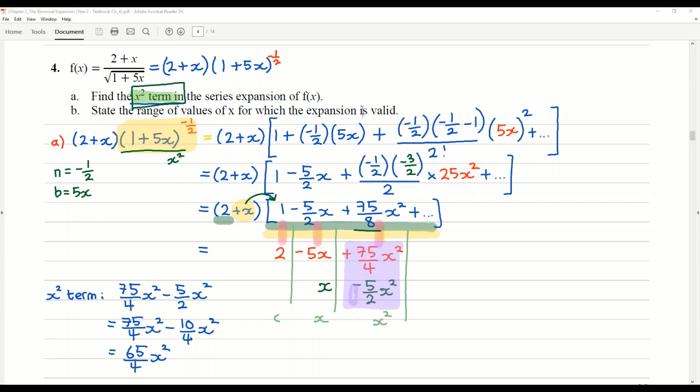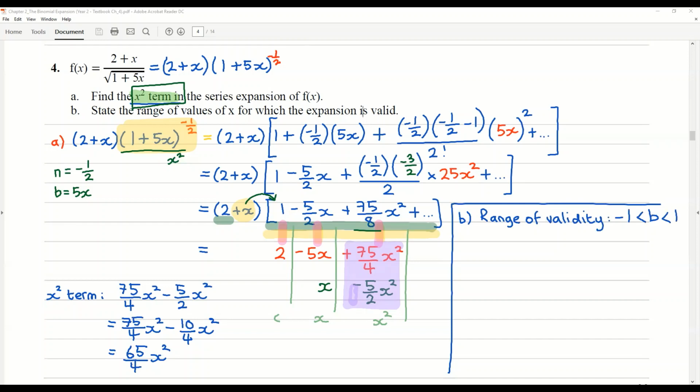Okay, so there's quite a lot of work there. But as long as you're careful and you're consistent, you'll be absolutely fine. Now, I'm just going to box this off over here. We're going to do part B, which is, again, a bonus mark. State the range of values of x for which the expansion is valid. Okay, well, again, you just go back to your B value. So your range of validity, remember, is between -1 and 1.